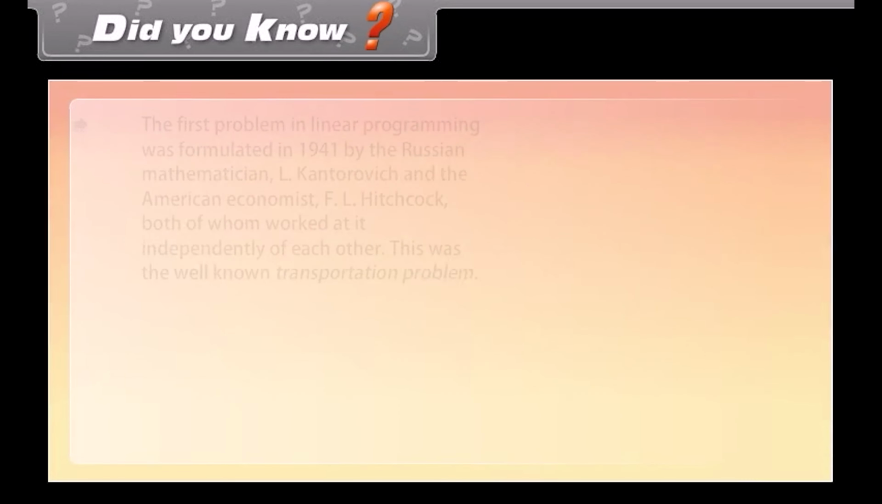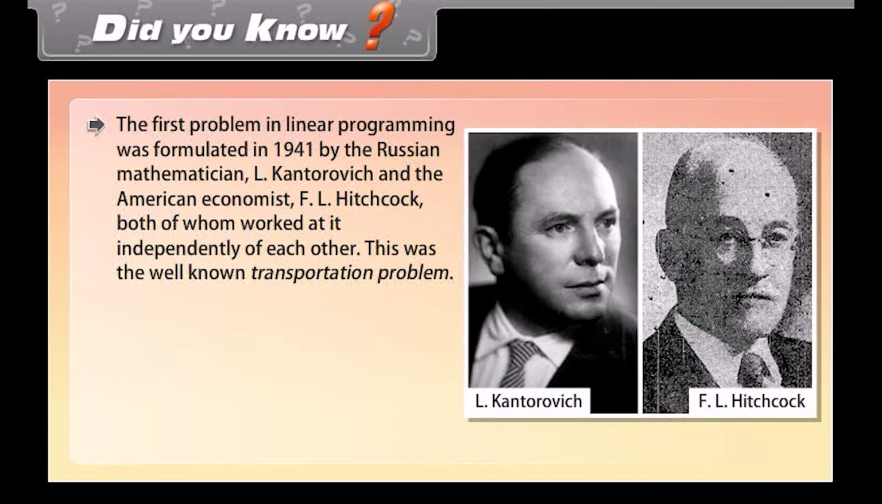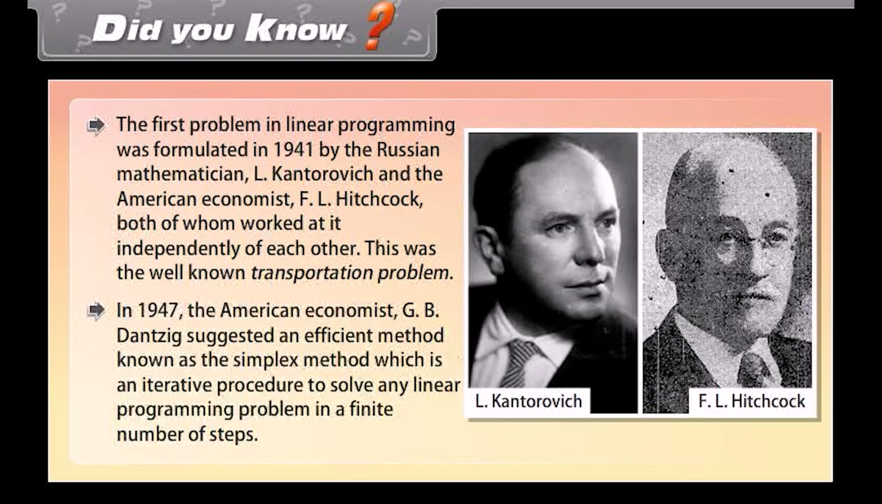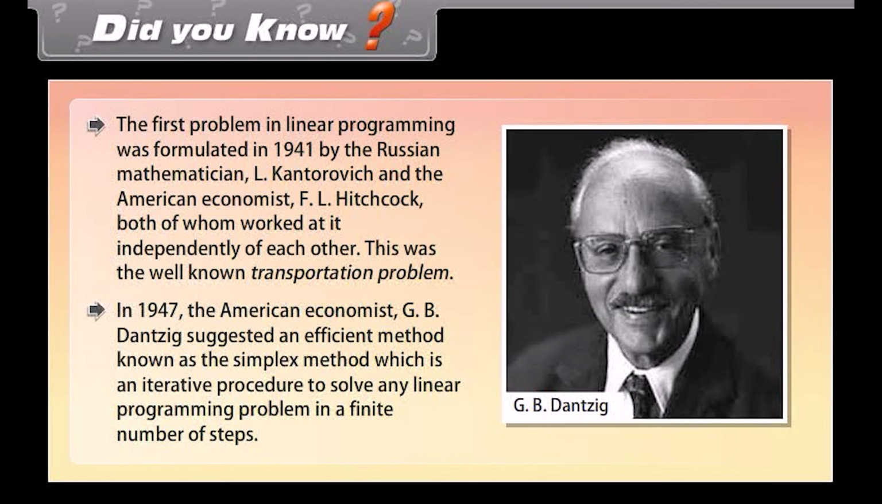Did you know? The first problem in linear programming was formulated in 1941 by the Russian mathematician L. Kantorovich and the American economist F. L. Hitchcock, both of whom worked on it independently of each other. This was the well-known transportation problem. In 1947, the American economist G. B. Dantzig suggested an efficient method known as the simplex method, which is an iterative procedure to solve any linear programming problem in a finite number of steps.